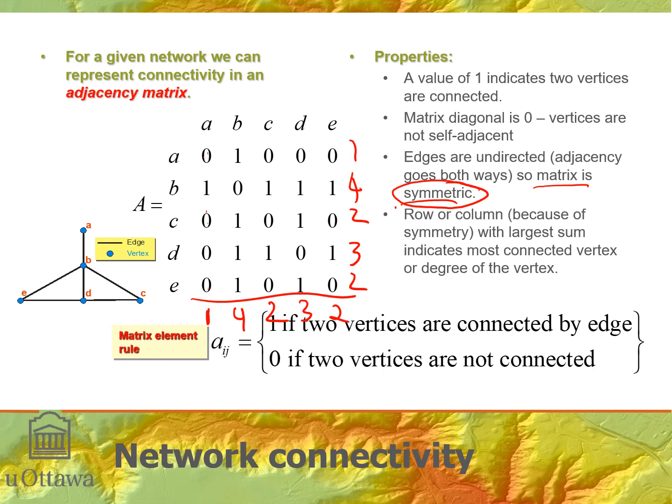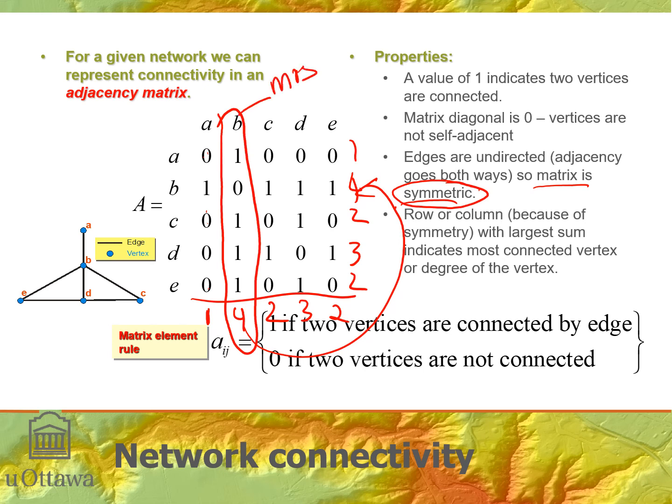This tells us where the maximum column sum or row sum is. So our maximum is in B. So B has a column sum of 4 or a row sum of 4, depending on how you did it. And that maximum value tells us that B is the most connected. B is the most connected junction.